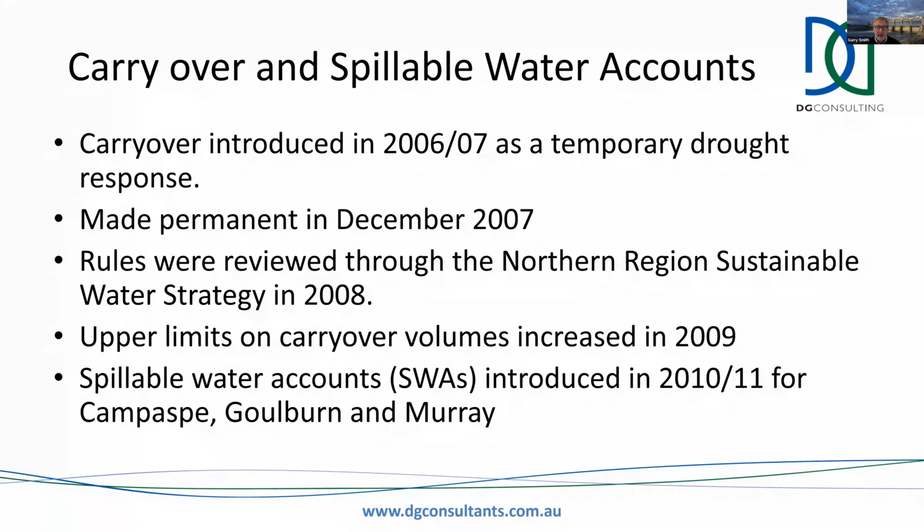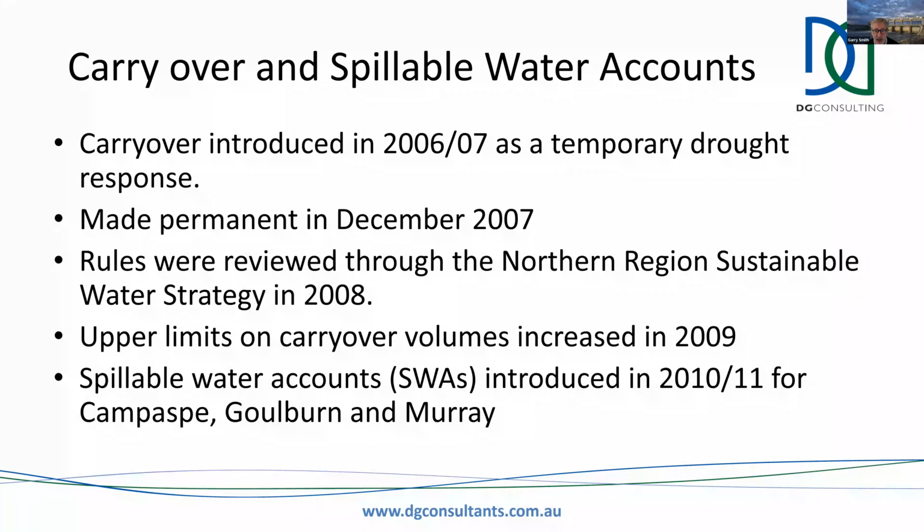Carryover was introduced in 2007, and it was introduced at the time as a temporary drought response, and that was, if you'll recall, right at the depths of the Millennium Drought when things were pretty dire. It proved pretty effective, and it was made permanent in December 2007. The rules were reviewed through the Northern Regional Sustainable Water Strategy, which was developed over 2008 and released in 2009.